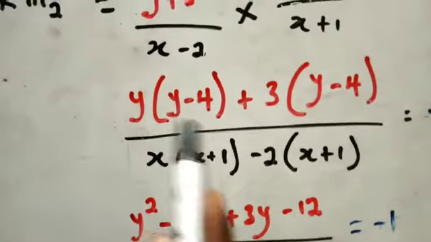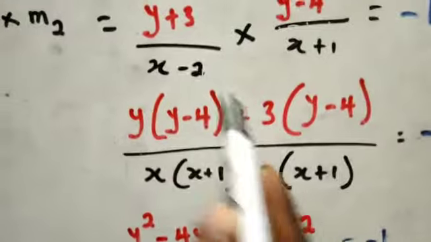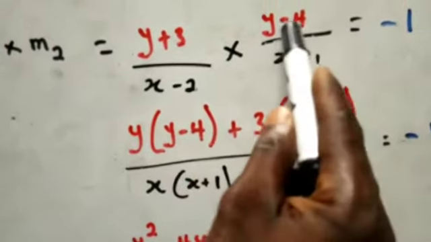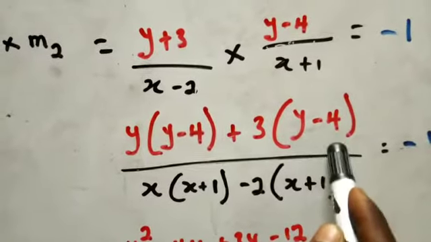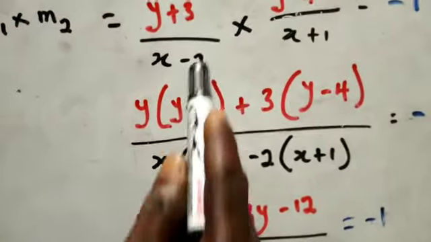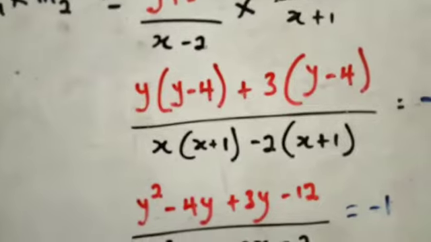So y into bracket y minus 4 all bracket plus what? The 3 here. So it's going to multiply everything as well. So I'm having what? y minus what? 4. The same applies to the down one, right? The same process applies to the down one.